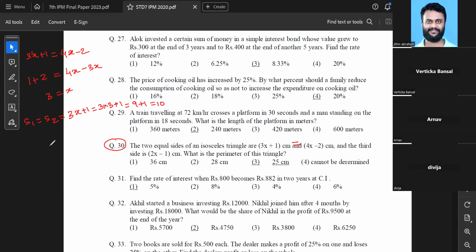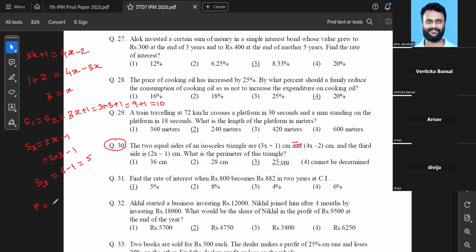So these are the values of the first two sides. For the third side, that is side 3, the value is going to be 2x minus 1. In this case, 2 multiplied by 3 minus 1, that is 6 minus 1, that is 5. So side 3 is 5.